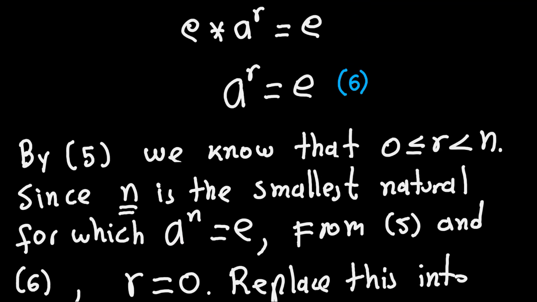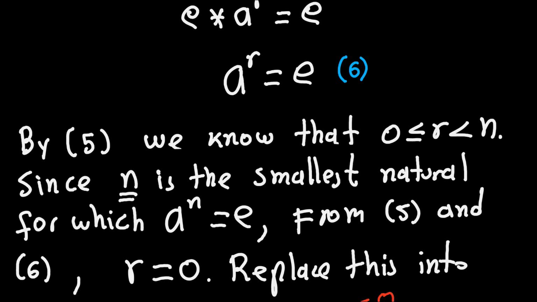So let me say that argument again. Because n is the smallest exponent for which a to the power is the identity, r cannot be strictly bigger than 0. Otherwise, r would be the order, but we are saying that n is the order. Nothing can be less than the order if the exponent gives me the identity. So the only way that r can be here is 0.